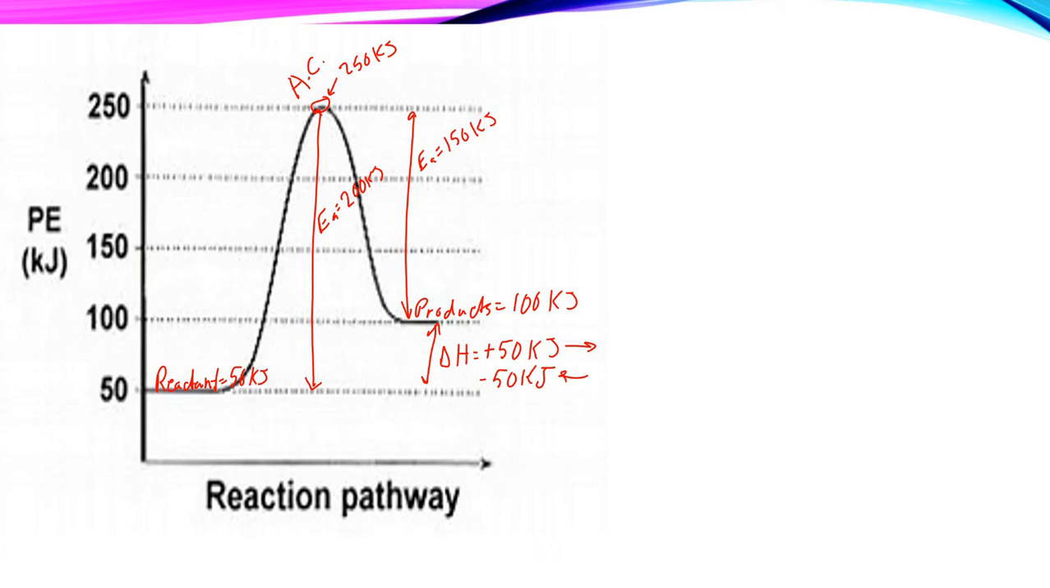Now, looking at the graph, is it exothermic or endothermic? Wait, so which one's E of A and which one's E of A prime? E of A is here, this is E of A prime, sorry. This one is endothermic because I end up with the products higher than the reactants. If the products are lower than the reactants, then it's exothermic because it's giving off energy. If they end up higher, it's endothermic.